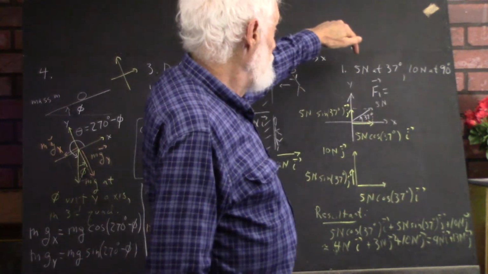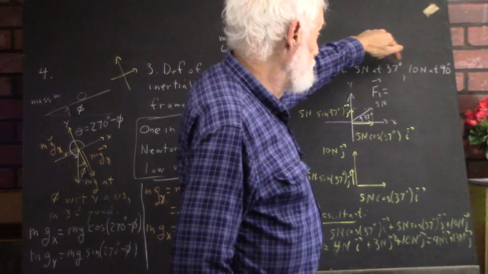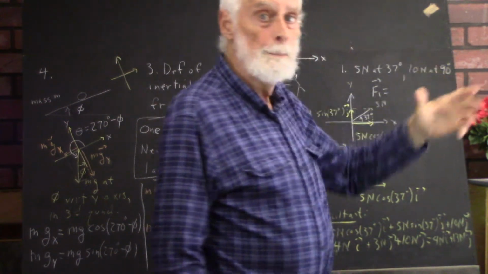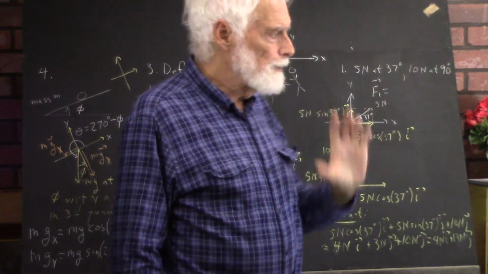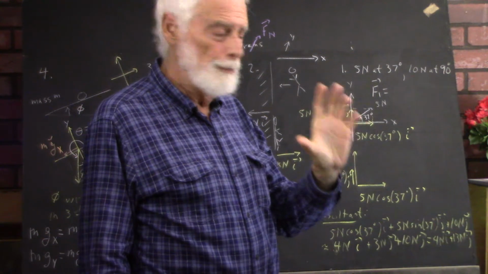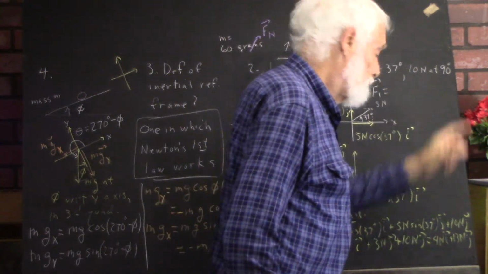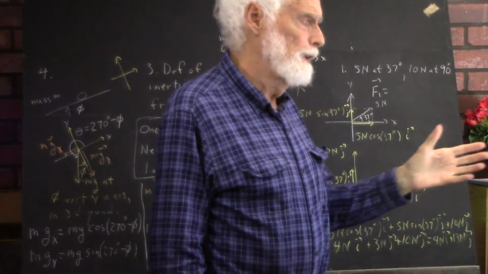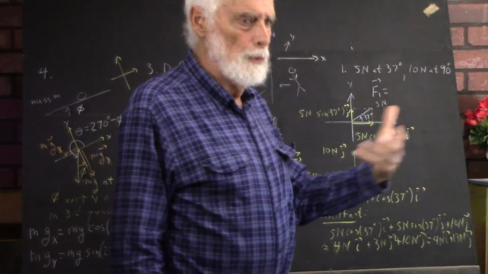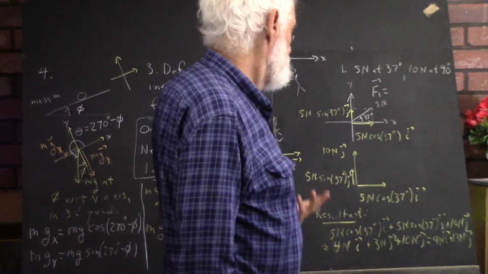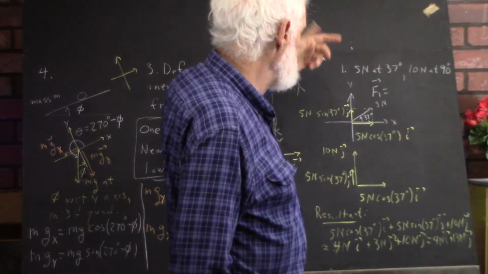Okay, so we have a 5 Newton force at 37 degrees, a 10 Newton force at 90 degrees. I'm going to get the resultant. I'm not sure everybody knew what I meant by resultant. It means the sum of the forces, and I maybe should have used that terminology. I assumed that the term resultant would have been used in the assignment.